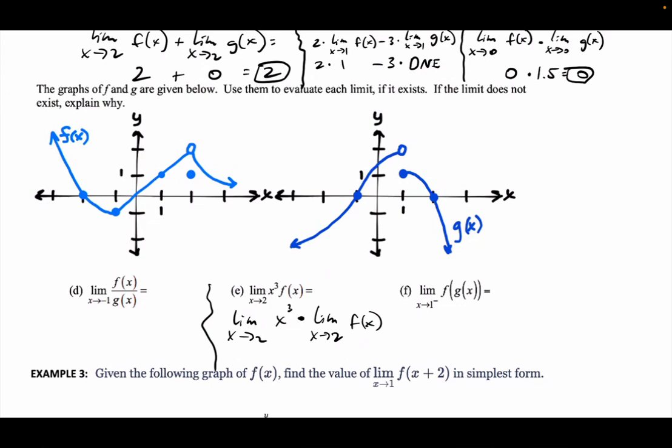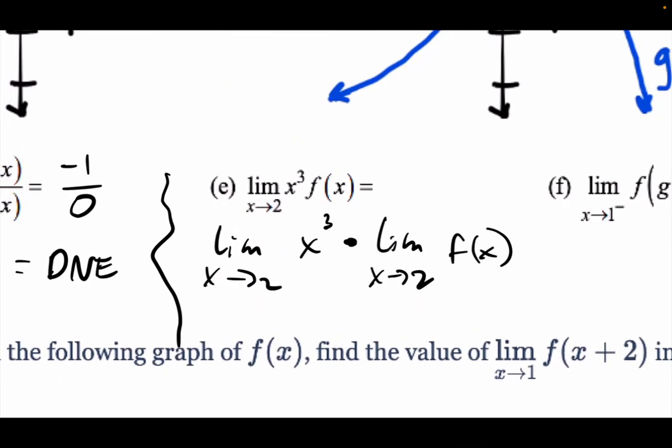So for D, the limit at -1 is -1 for f. For g, the limit at -1 is 0. So you have -1 over 0 again, right? So that's D and E. Why did the x cubed get its own thing? Because it's multiplication, so it's the limit of everything. There was multiplication here, so I'm not going to use the graph for that. I have to find the limit of that part.